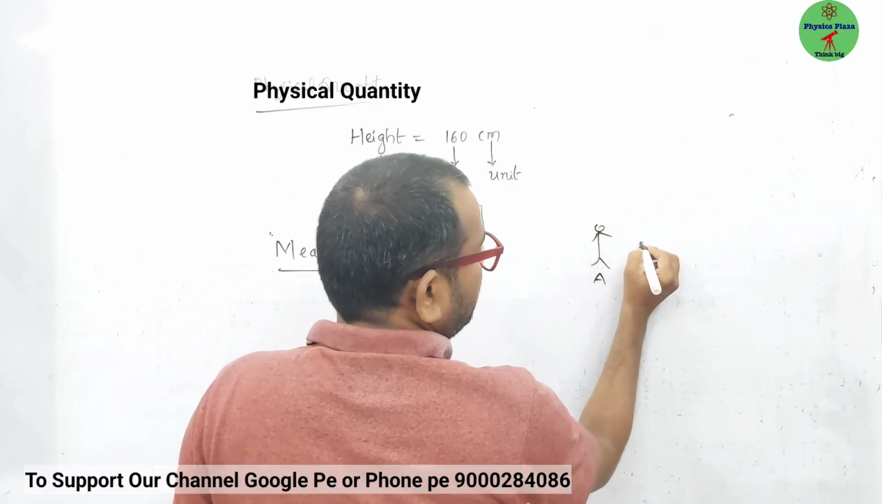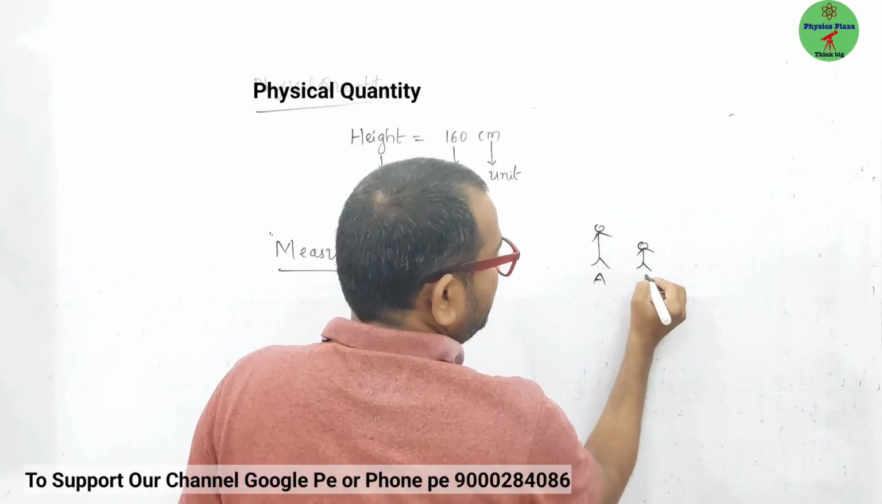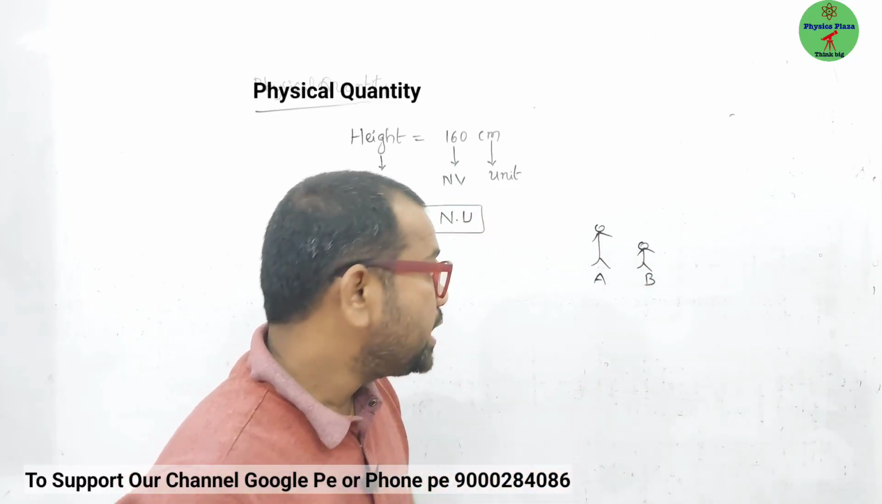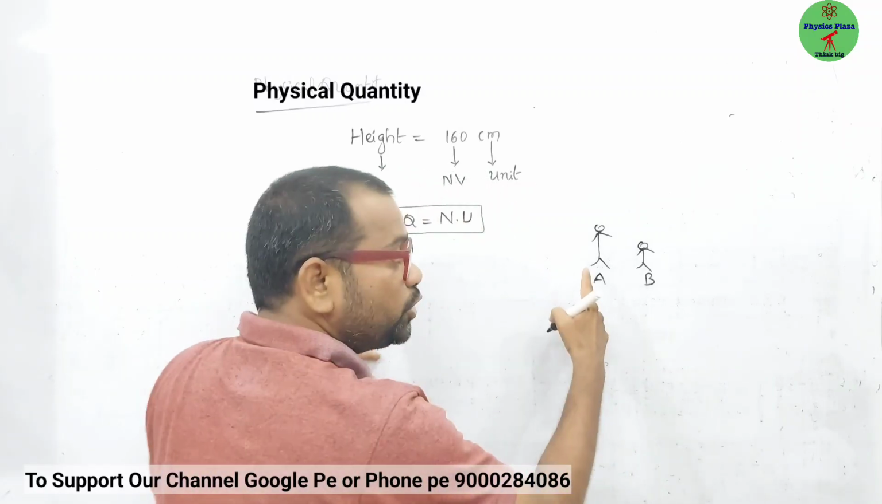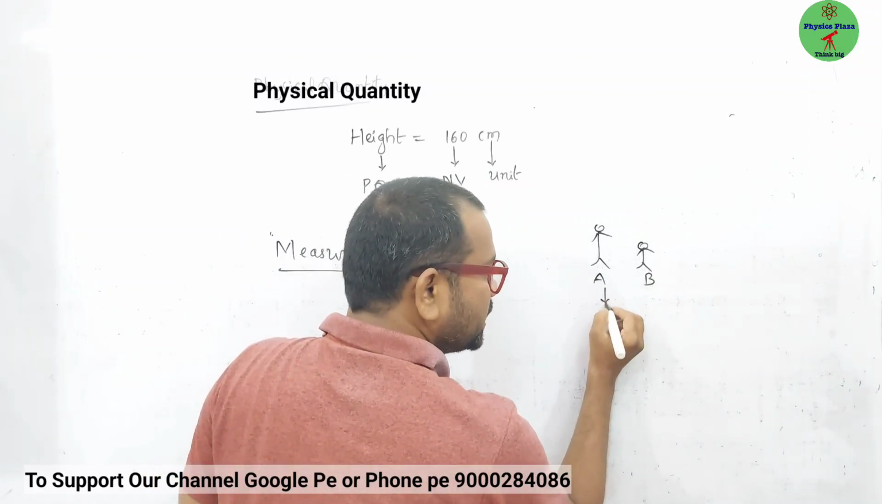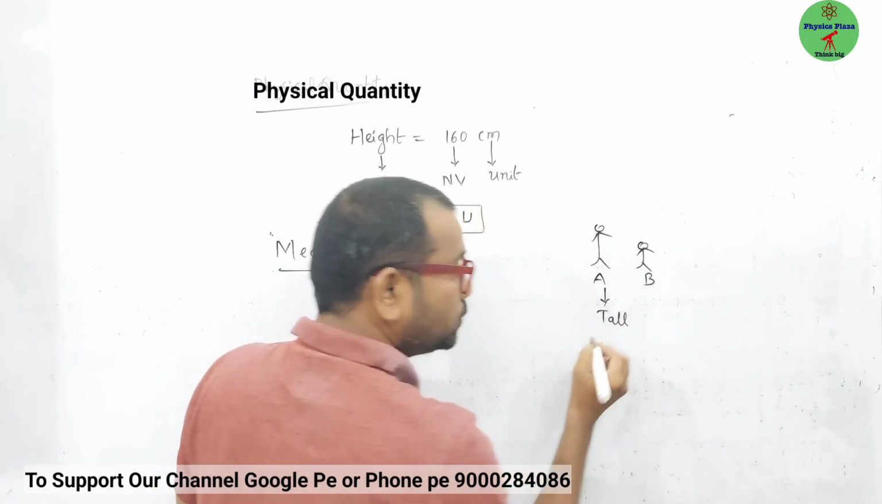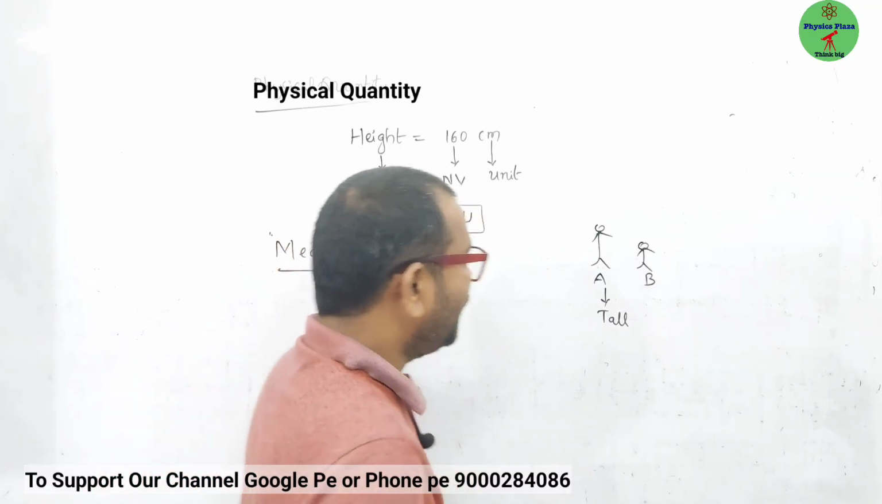Now, if I say that here is a person B, now you tell me, is this person A tall or short? Come on, tell me, children. Yes, when you can compare with person B, you can say that this fellow is tall. That's great. Of course, wonderful.